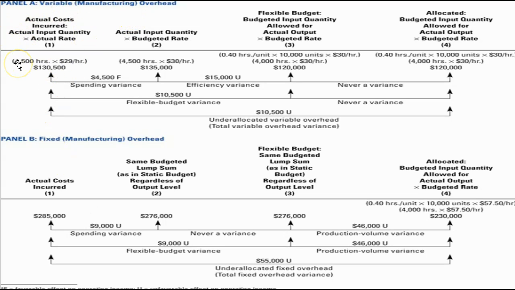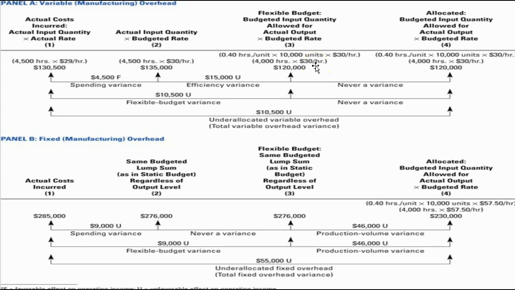We have actual here, and then we're looking at allocated. There's never a difference between these last 2 columns, so I just leave it off. I don't know why we have to have 2 columns here. I just look at these 3 right here. So it's actual, and then actual input times budgeted rate. Same thing as budgeted for variable overhead that we looked at before. And then the flexible budget is budgeted input quantity allowed for actual output times budgeted rate. So here's our budgeted rate.